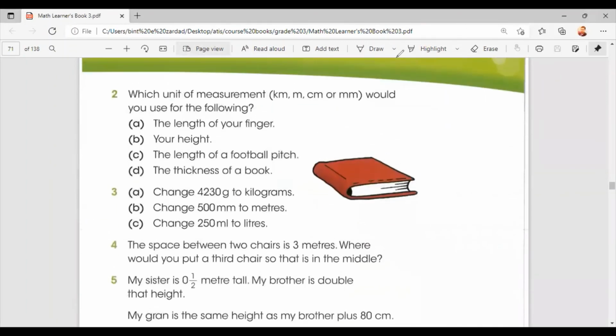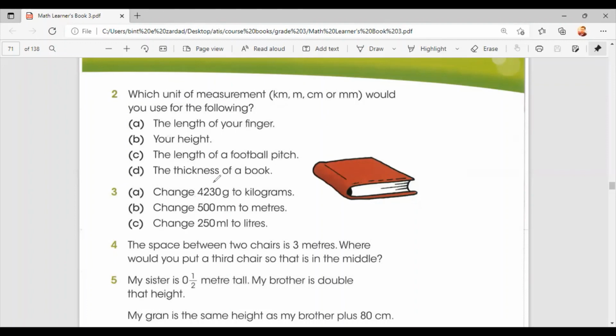Which unit of measurement would be used? Kilometer is for long distance, then smaller, then shorter, then shortest. The length of your finger: it is better for both centimeter and millimeter. Your height: meter, centimeter, both correct. The length of a football pitch: meter, sometimes kilometer, but meter. The thickness of a book: millimeter.